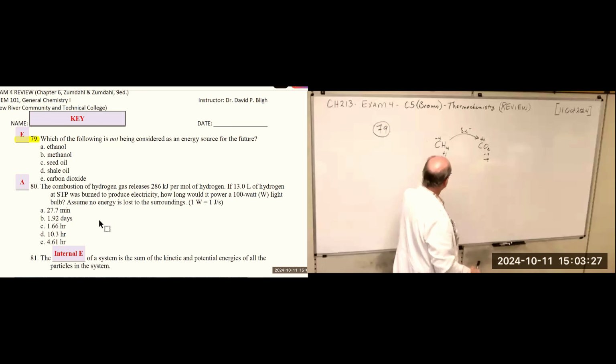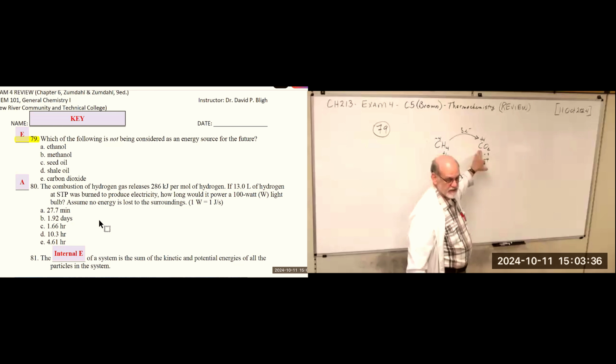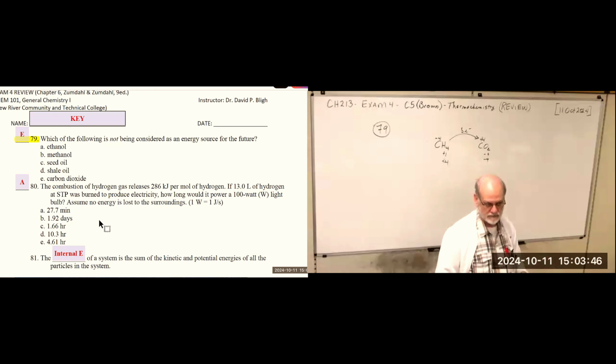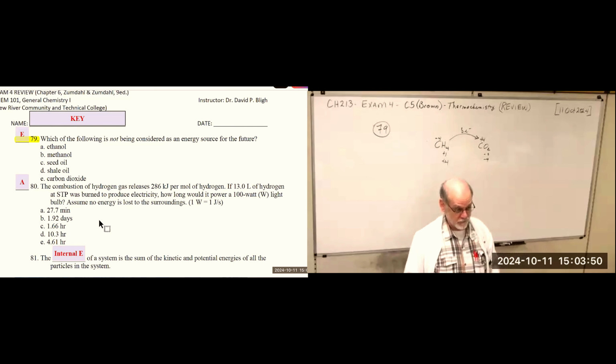So if you release 8 electrons from this carbon, they go somewhere else and leave behind this oxidation state. This is the high energy, this is the low energy. So carbon dioxide is the lowest possible energy for carbon. It's no good as a fuel. Unless it's for like a tree or something. Oh, it's food for a tree.